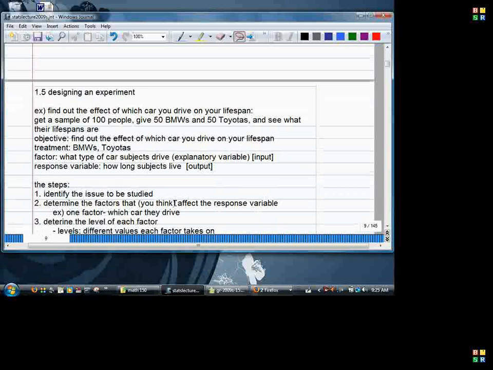Also, the word level has a particular meaning. The levels are the different values each factor takes on. I keep saying each factor. In this simple scenario, there's only one factor, so there's only one thing to talk about. Later on, we'll see an experiment that we design where there's a bunch of different factors, and we'll have to think about each of them separately. But in this case, there's only one factor. It's which car you drive, and so the quote-unquote levels of that are BMW and Toyota.